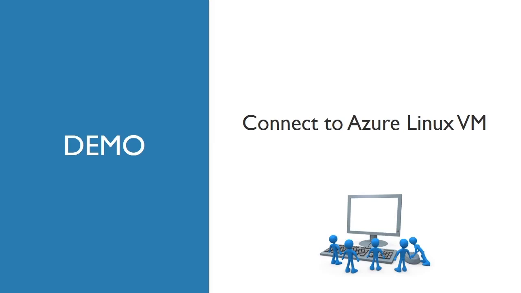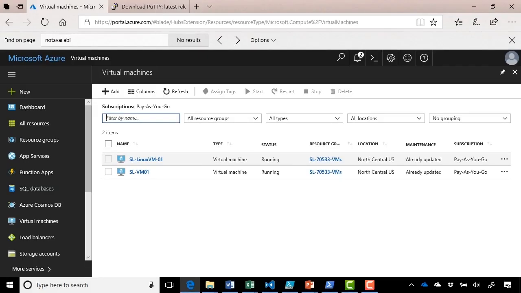In this demonstration, we're going to now connect to an Azure Linux virtual machine. Let's start by heading over to the Azure portal. Here we are in the portal, and as you can see, I've already pre-created a Linux virtual machine, which is SL-Linux VM01. But before we go in and connect, let me show you some of the settings you need to be aware of when you provision the virtual machine.